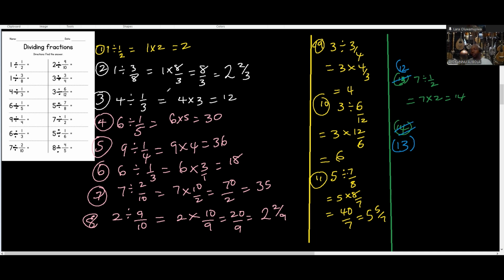So number 13, we have 5 divided by 1 over 6. And this is 5 times 6 over 1, which is 30. And the last question but not the least, we have 8 divided by 4 over 5. And this is 8 times 5 over 4. 8 and 4 can divide. 4 in 8 is 2, so 2 times 5 we have 10. Or you say 40 over 4, which is 10.